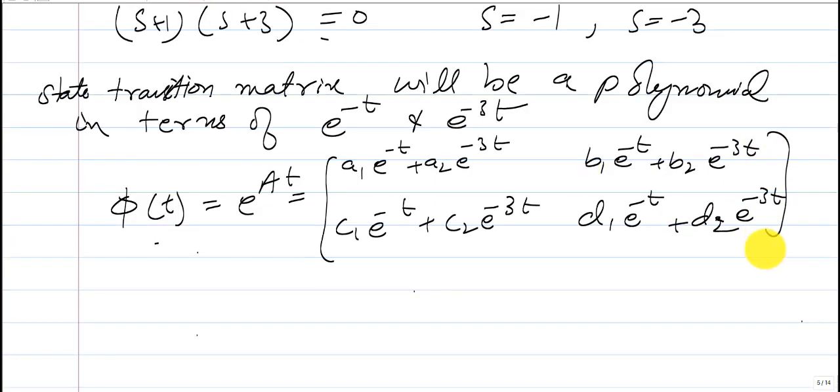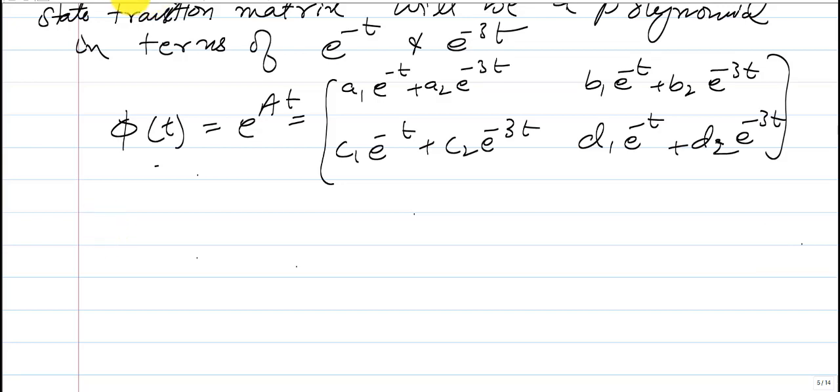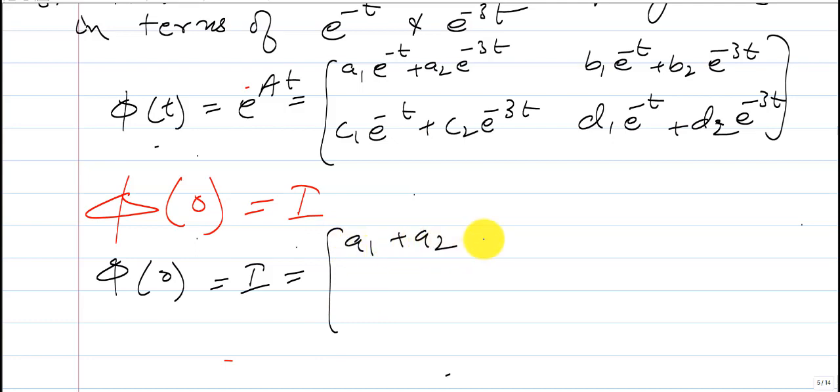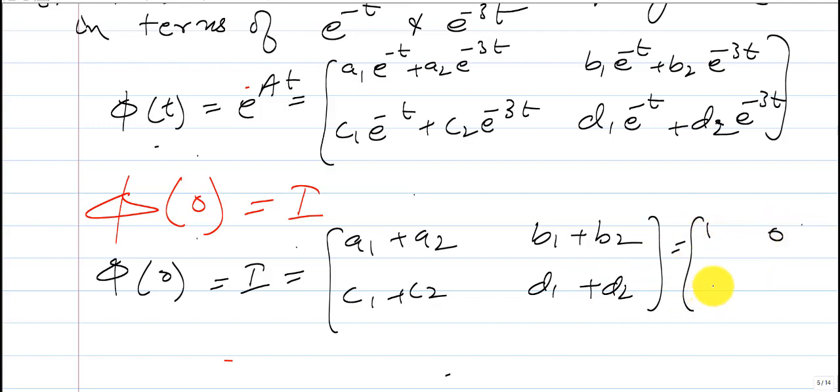So now we will use the properties of the state transition matrix. The property is that phi of 0 is the identity matrix. So we will find this phi of 0, which will be equal to the identity matrix. This one will be simply a1 plus a2, this one will be b1 plus b2, this will be c1 plus c2 and d1 plus d2. So that will be equal to 1 0 0 1.